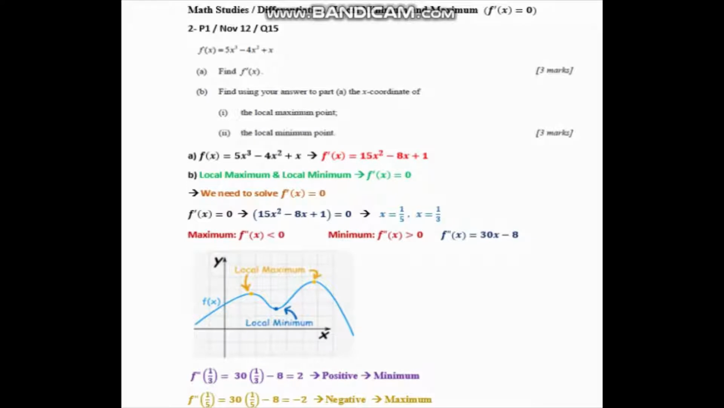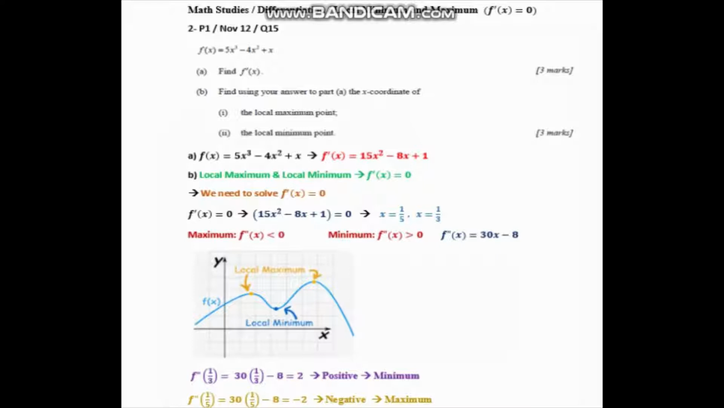So for question A, we are given the function f of x equals 5x cubed minus 4x squared plus x, and we are asked to find f dash, and this is very straightforward. You can look through previous videos if you have trouble understanding how we obtained the red equation. As for question B, which is the purpose of this video, we are required to find the x-coordinates of the local maximum point and the local minimum point.